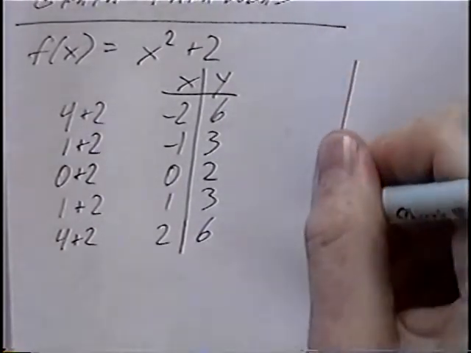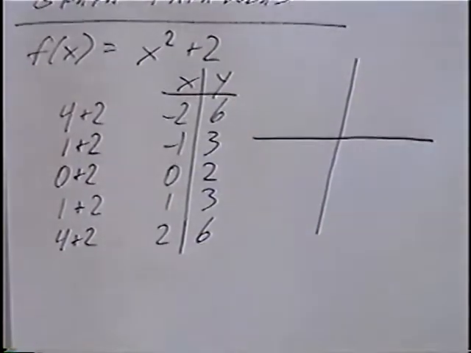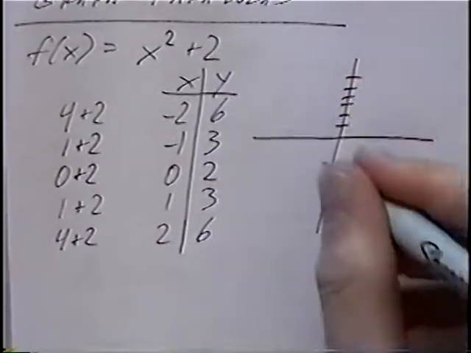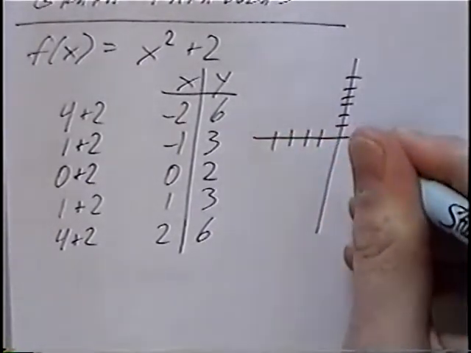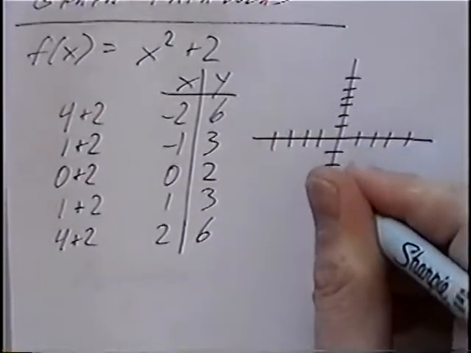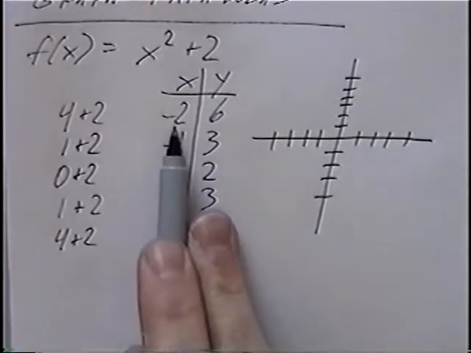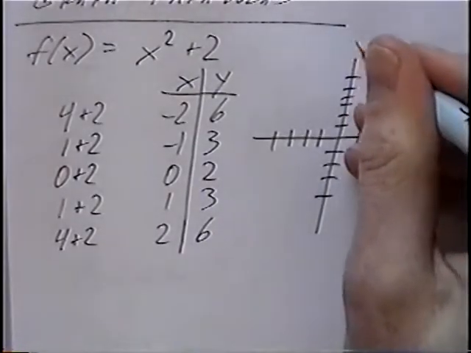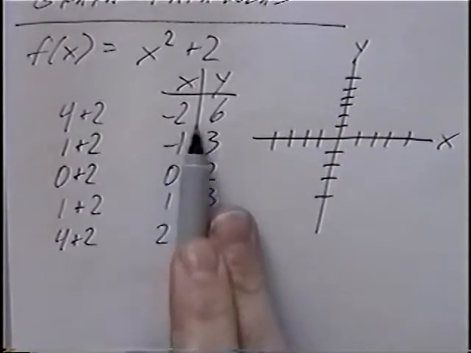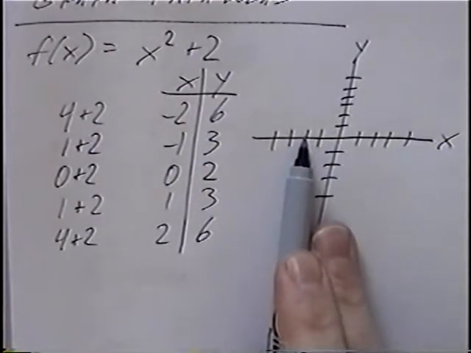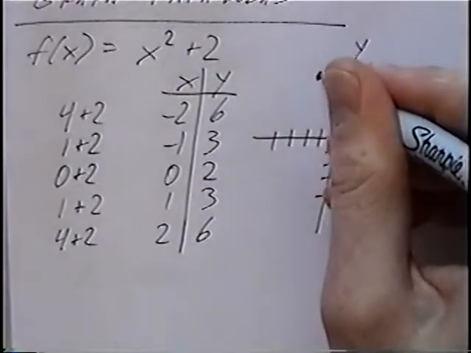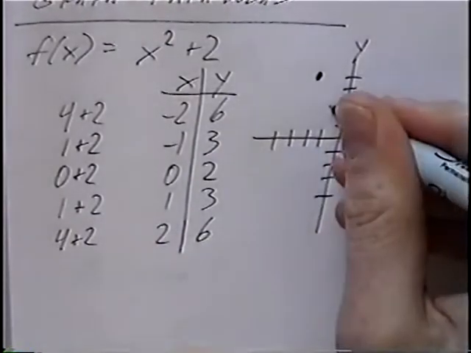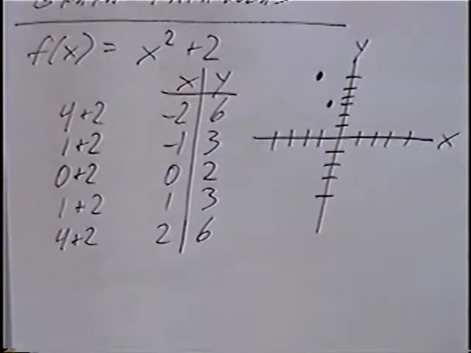Graphing these points to make a parabola shape. We have 6 on the y-axis, we'll go up to 6, and a couple spots on the x-axis. First point, -2 and 6. Again, the x-axis goes left to right, and the y-axis goes up and down. So -2, 6 would be to the left for -2, and then up to +6. -1, 3 to the left and -1, and up to +3.